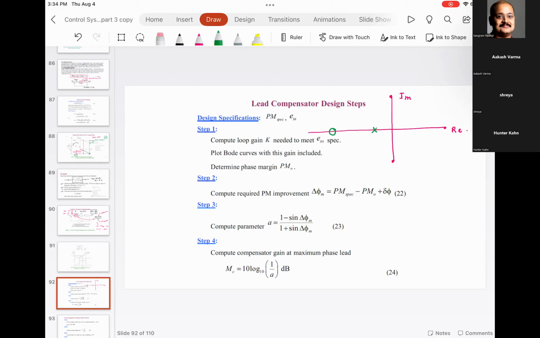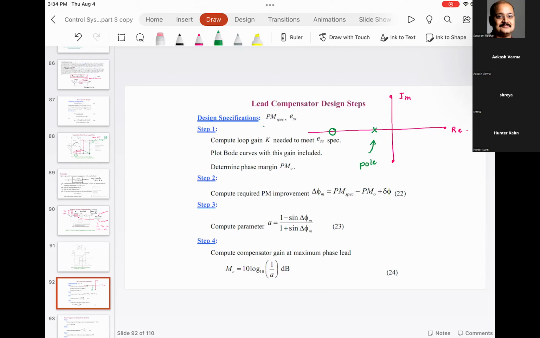If you have a lead compensator, the pole is going to lead. If you have a lag compensator, the pole is going to lag. Are you with me so far? So the relative location of the pole and the zeros of the compensator tells you whether it's a lead compensator or whether it's a lag compensator.